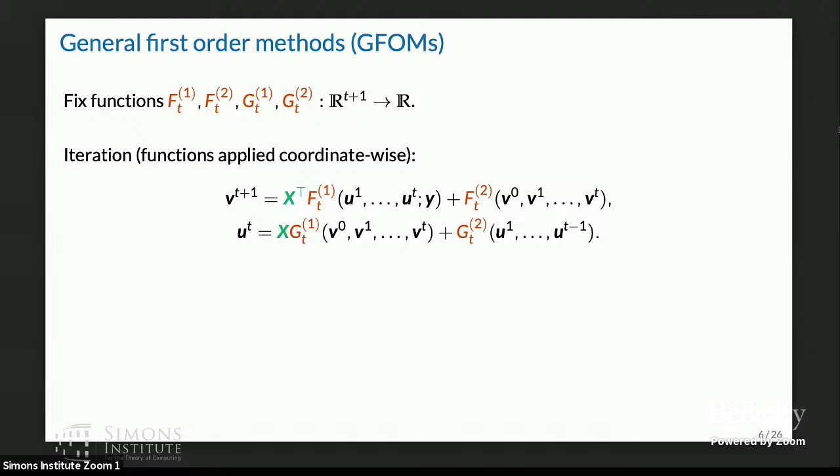And the first order method keeps track of a sequence of iterates in n dimensions, now called u, and a sequence of iterates in p dimensions, now called v. And these functions are applied row-wise. So we have t+1 vectors. Each of these is n-dimensional, and we apply f to each row of the matrix that has those as vectors as columns. And this is the general first order method.